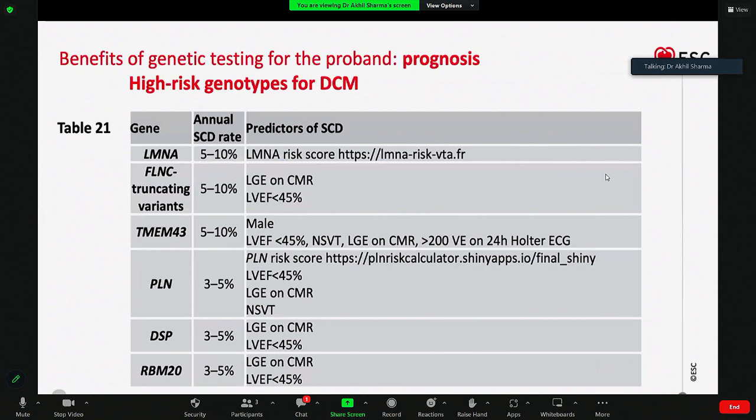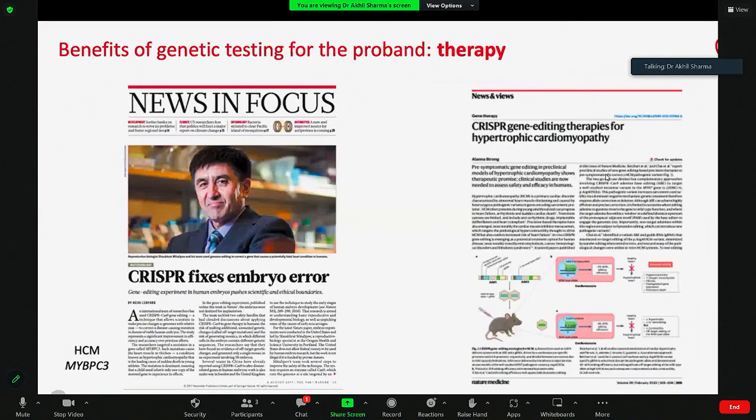Genetic study also has some prognostic implications. You can identify the different kinds of genes with specific prognostic implications for the different types of cardiomyopathies. So these should be in your knowledge to identify the risk of the patient.